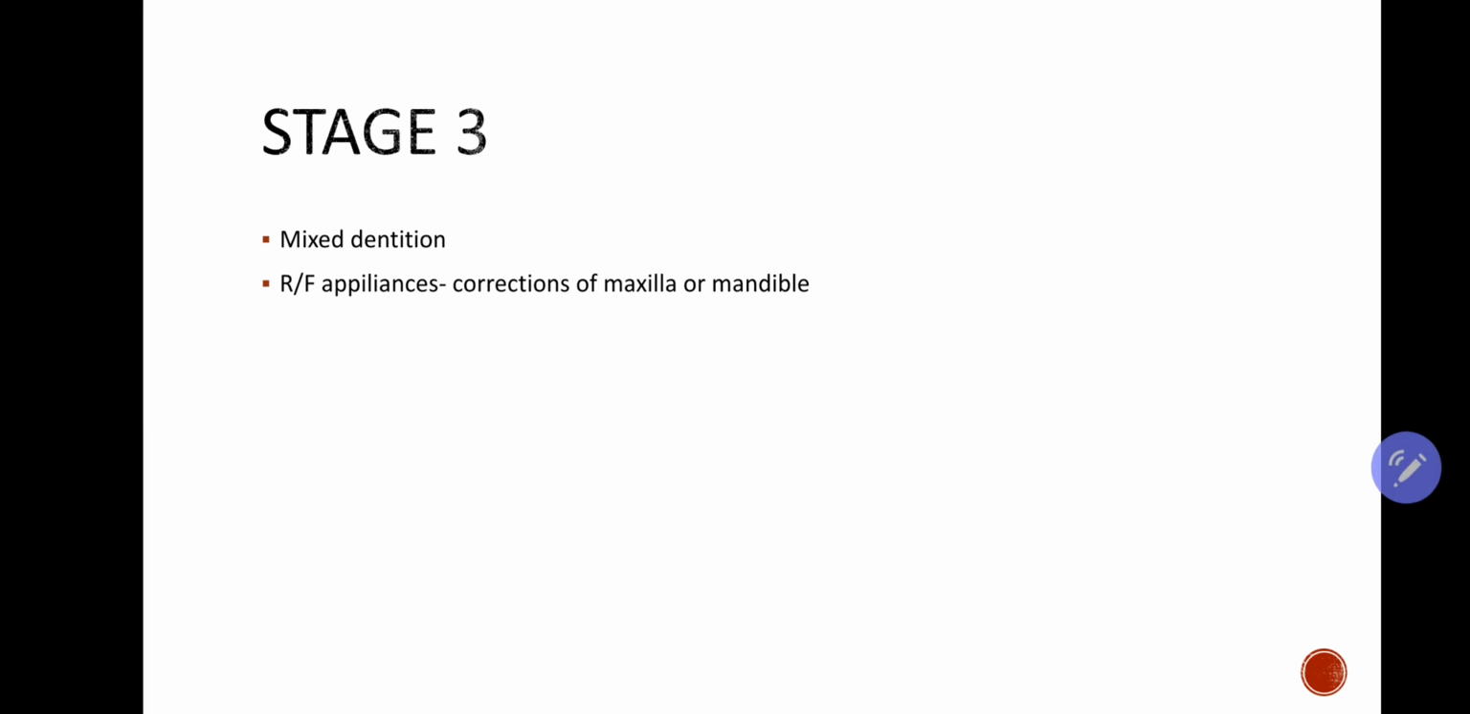So coming to the third stage of management, this is mostly done during the mixed stage at the age of 6 to 11 years. So at this stage we have a mixed dentition. So removable appliances, mostly the functional appliances which are planned, can be given at this stage in order to correct the maxilla as well as the mandible.